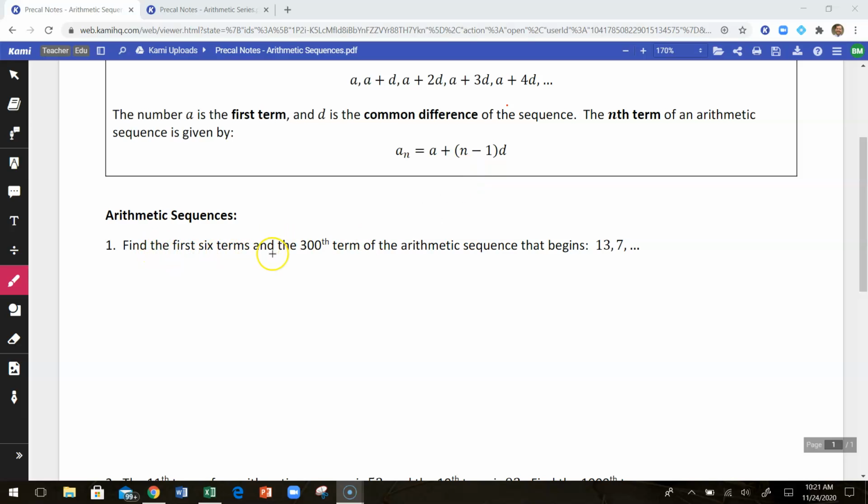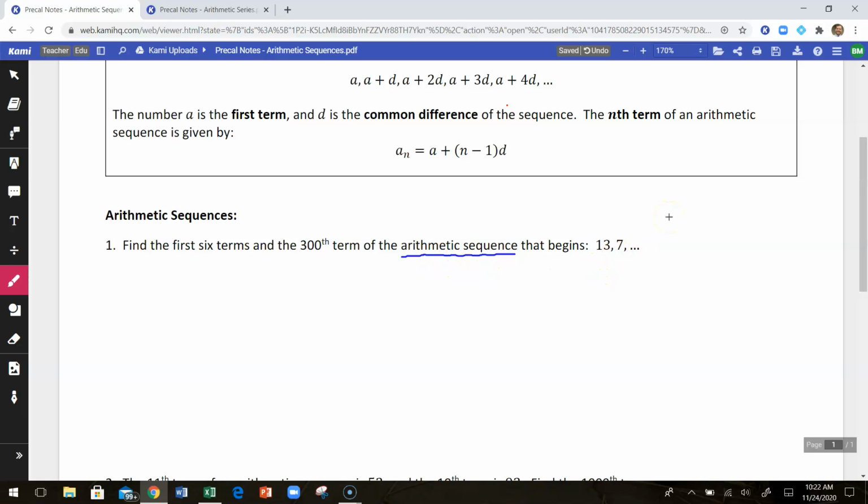First, find the first 6 terms and the 300th term of the arithmetic sequence that begins 13, 7, and so on. Now, I can't assume that this pattern goes in any certain manner unless it tells me that it is an arithmetic sequence. So because of that, I know that I'm going to keep on adding or subtracting the same thing every time. So I can see that my common difference here is going to be -6 because it tells me it's an arithmetic sequence.